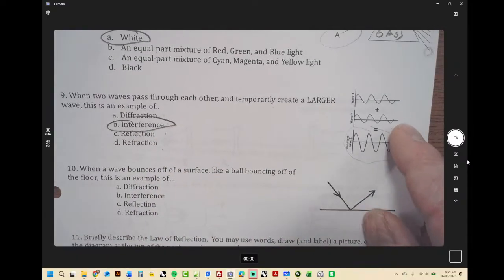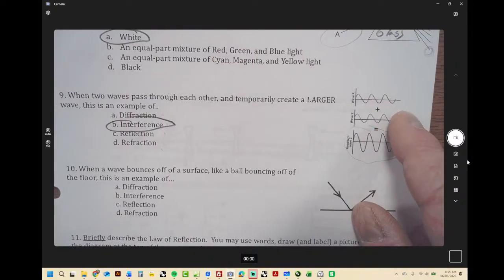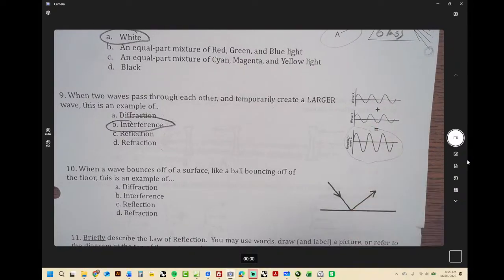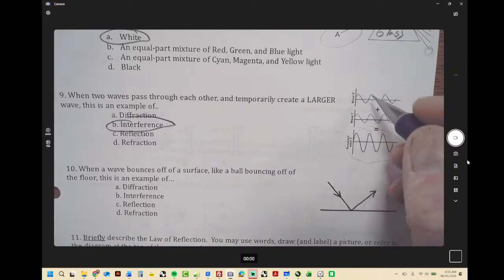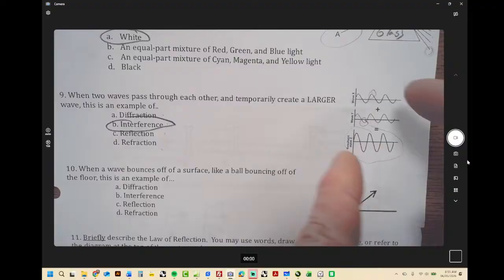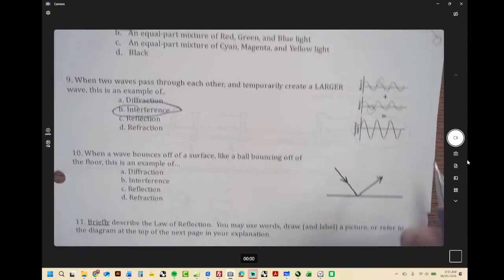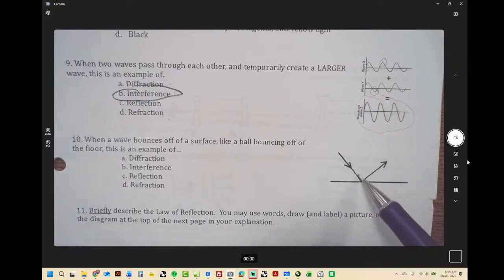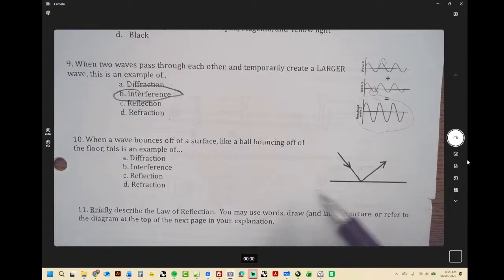So how would they do destructive? Because on the test it might be destructive. If one was up and one was down at the same time. Yeah, so if this one was up when this one was here, if they were just shifted over a little bit, like that.